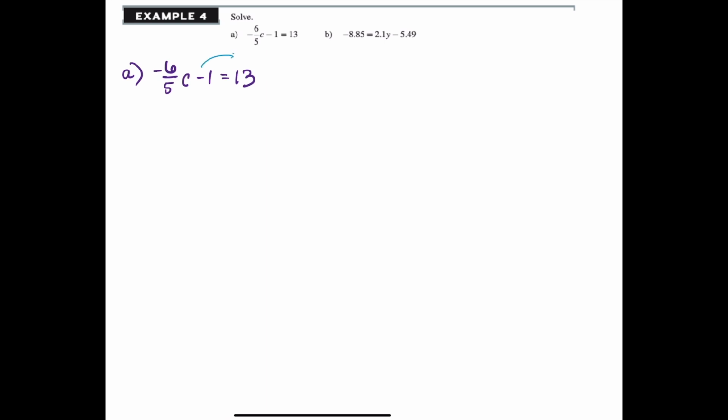I want to move that negative 1 over to the other side. So I'll do it by adding 1 to both sides. So I still have negative 6/5 c. 13 plus 1 is 14.